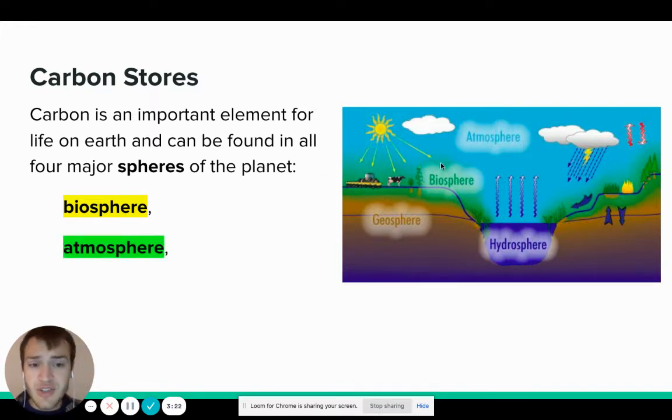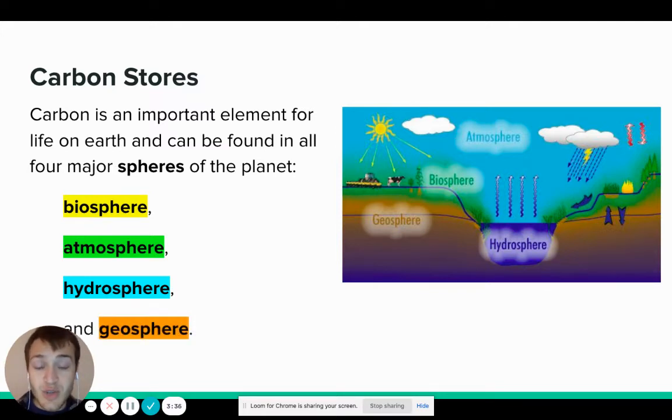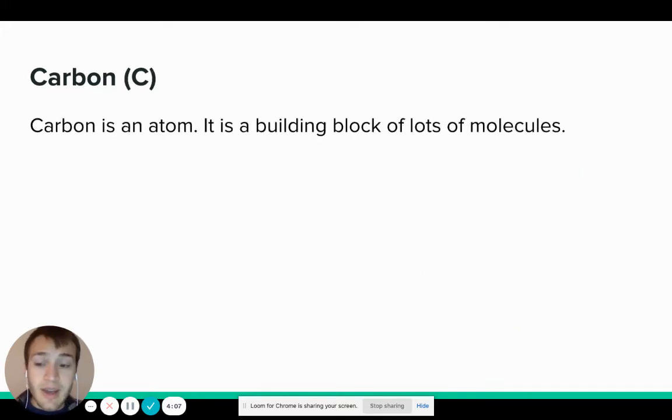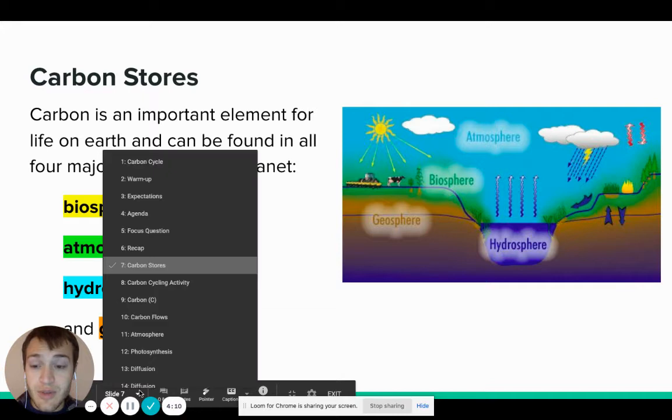The atmosphere is just all the air surrounding Earth. So that's the sky, that's the air we're breathing, all of those things are the atmosphere. The hydrosphere is all the water on Earth. And the geosphere is all the land on Earth. So it's all the rocks on Earth, different crystals and gemstones and coal and stuff. And it's also all the magma in the Earth's core. All of those things are the geosphere. So there is carbon in all four of these spheres. Right. So that was what I wanted to review with you from last class.